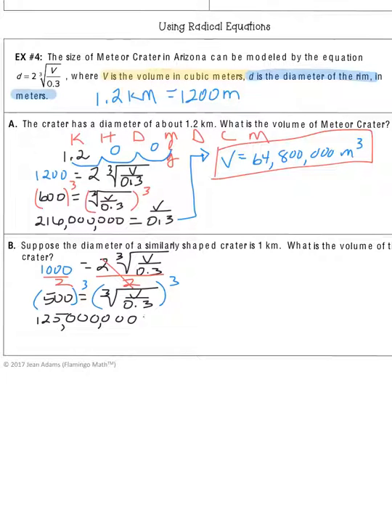So we get 125 million is equal to V over 0.3. And then we're going to multiply both sides by 0.3. And we will end up with V equaling 37,500,000 meters cubed.